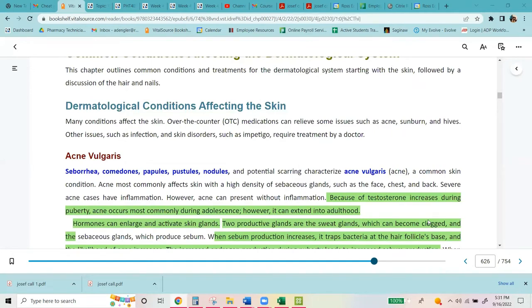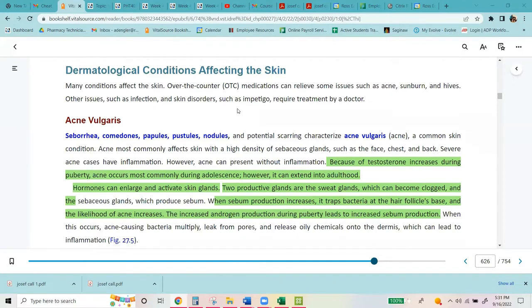Many conditions affect the skin. Over-the-counter medications can relieve some issues such as acne, sunburn, and hives. Others may require treatment by a doctor, such as infections, skin disorders, and impetigo. Seborrhea, comedones, papules, pustules, nodules, and potential scarring categorize acne vulgaris, a common skin condition. Acne most commonly affects skin with a high density of sebaceous glands, such as the face, chest, and back. Severe acne cases have inflammation. However, acne can present without inflammation.